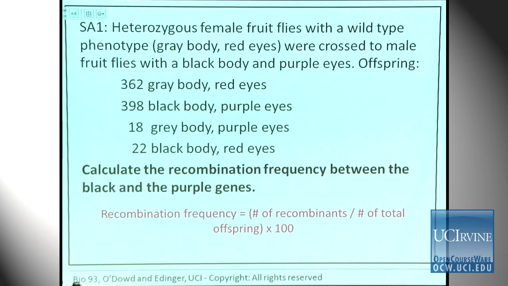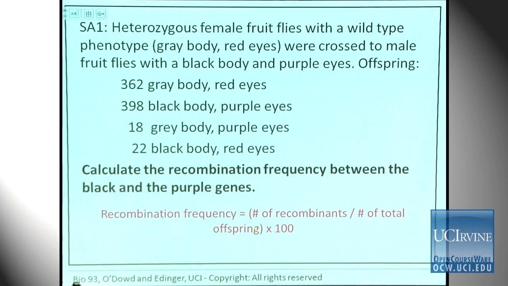So what you're looking for here is the recombination frequency. We need to identify which offspring are recombinant. That's the key. One parent is a gray body with red eyes. The other parent is a black body with purple eyes. So let's look for those parental phenotypes. Gray body, red eyes, that's one. We have 362 of that parental phenotype. And then the other is black body, purple eyes. We have 398 of that parental phenotype. So that means these are the recombinants.